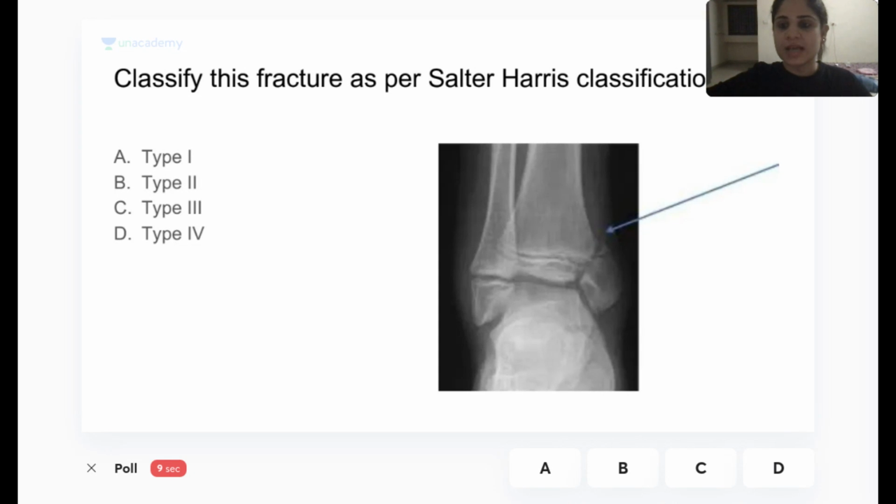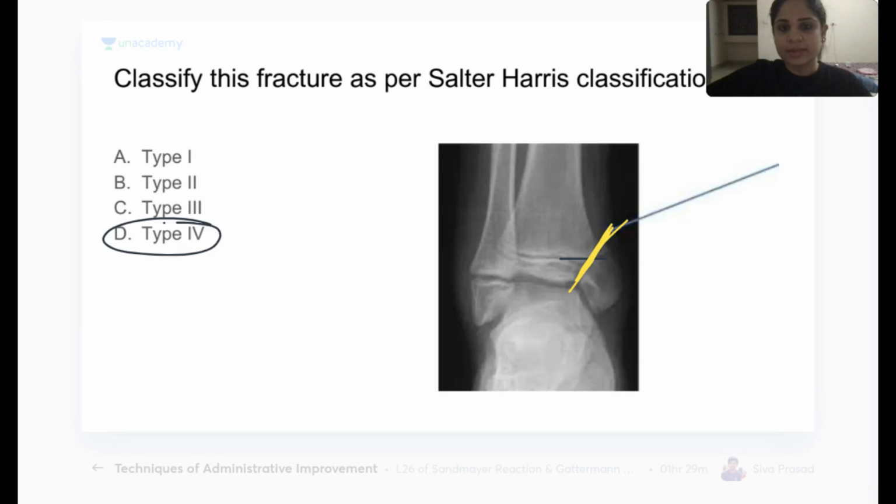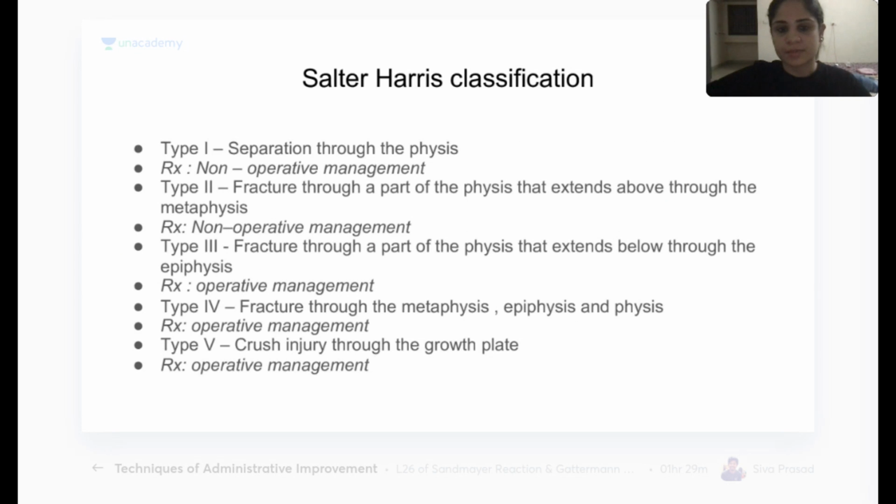In the last lecture we saw the Salter-Harris classification. In that, type 1 is separated growth plate, type 2 is fracture line going above the growth plate, type 3 is fracture line going below the growth plate, and type 4 is fracture line going through and through the growth plate. So this one is type 4 Salter-Harris classification, correct?